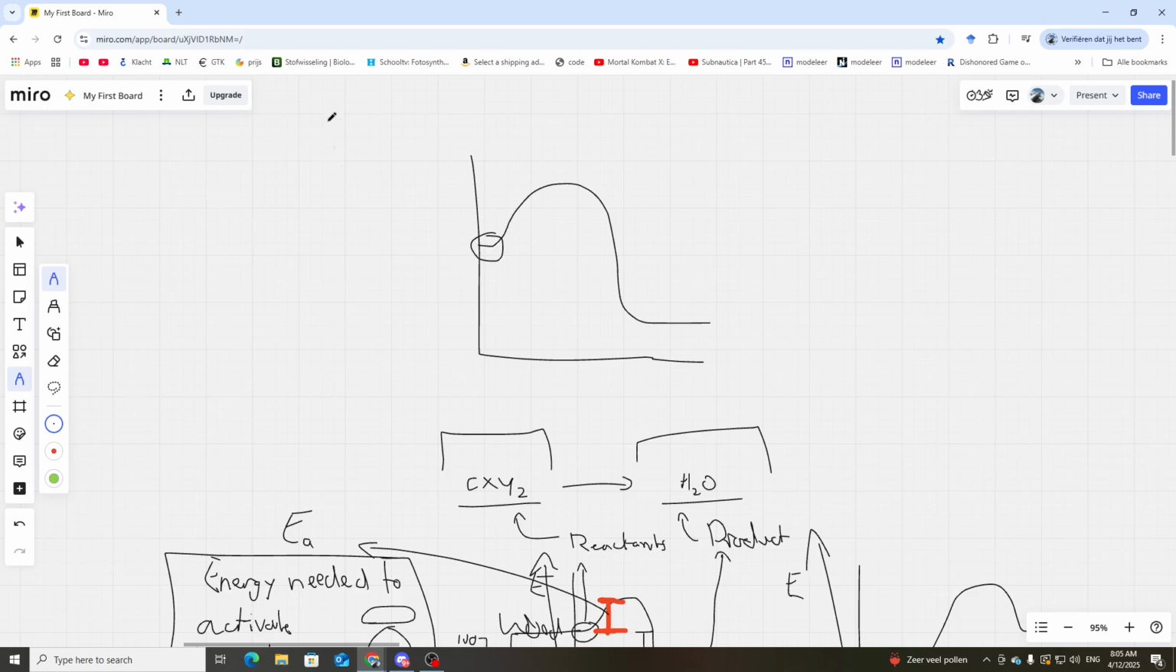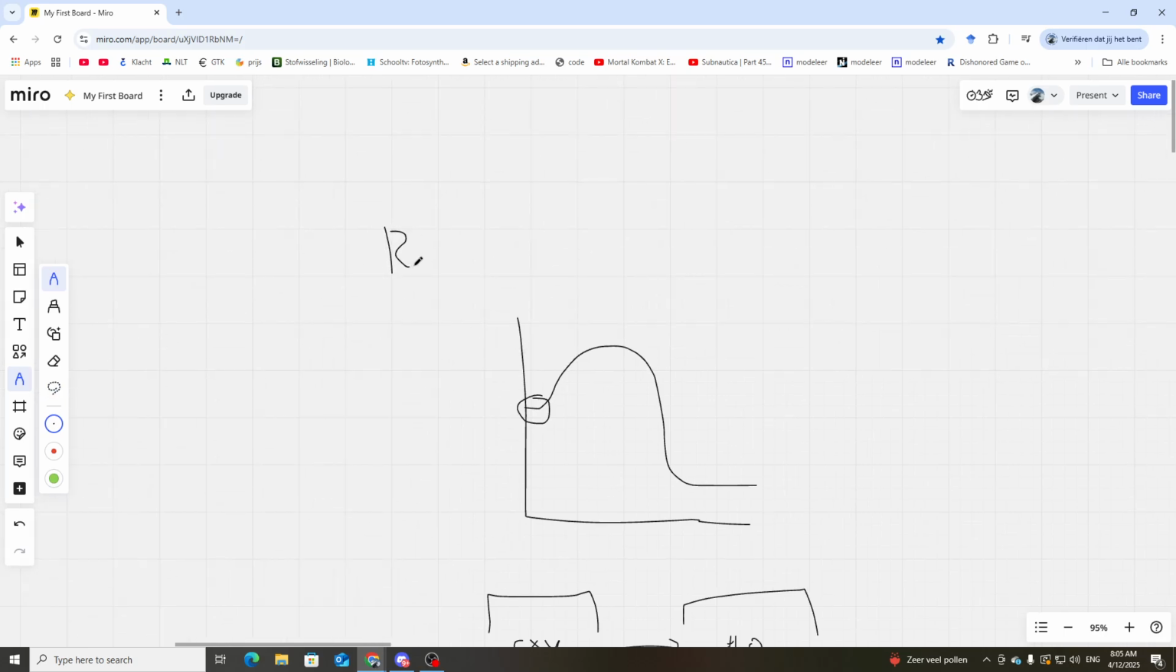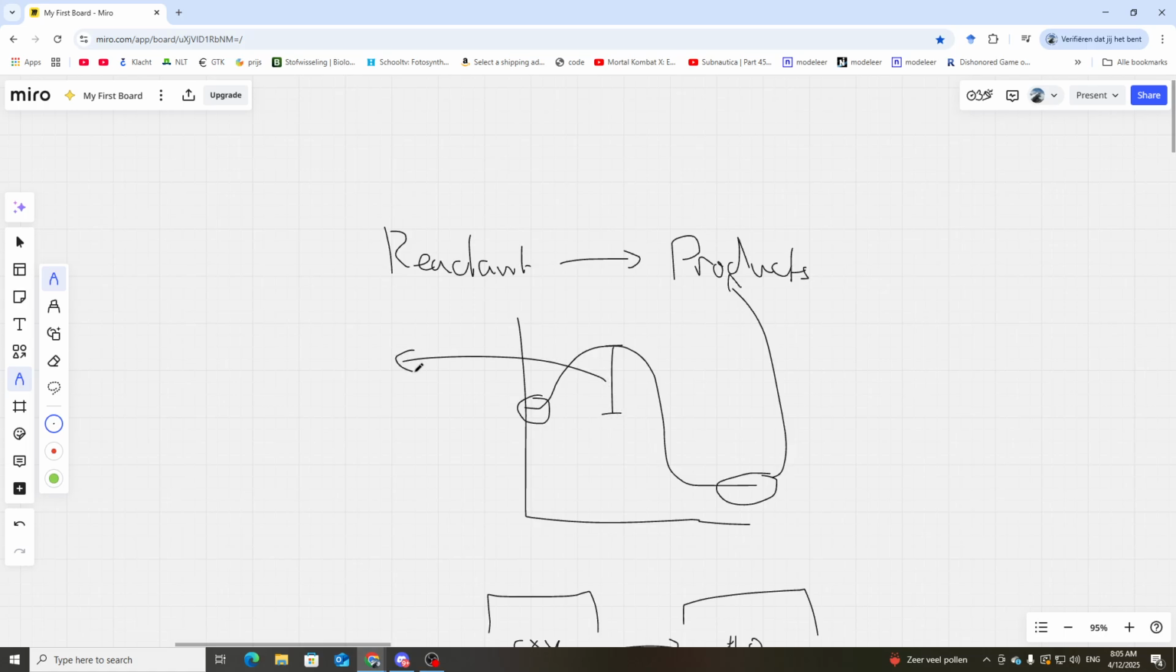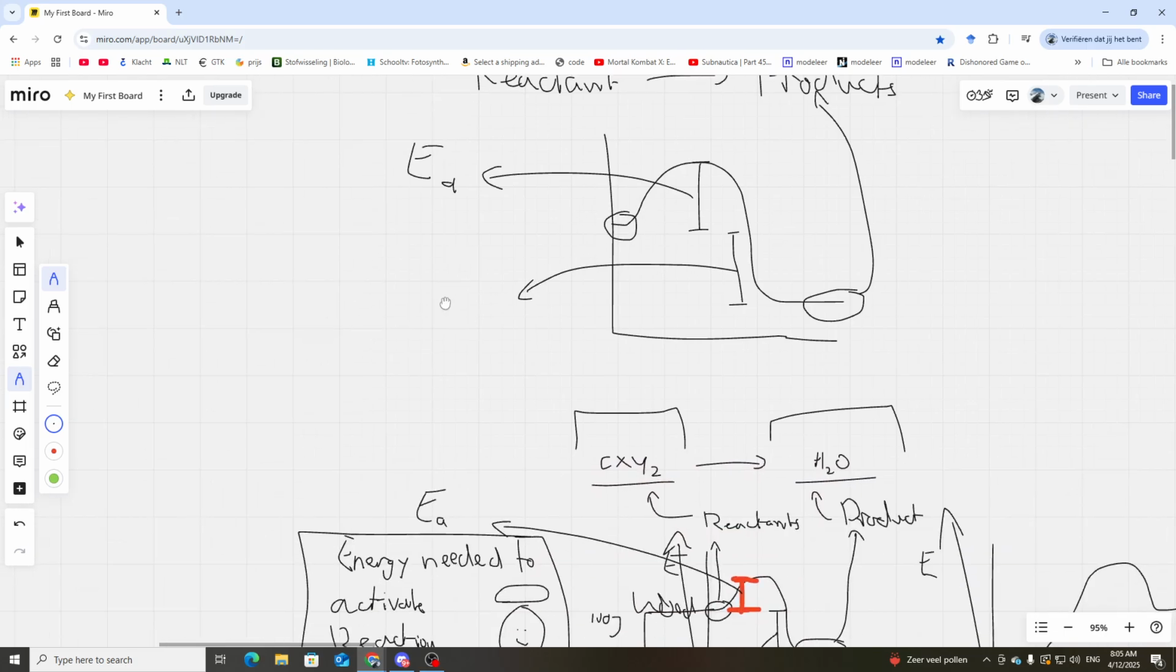Here we have our reactants, so that would be before my arrow, turning into here my product or products, because there can be multiple. The energy from the top here, from my starting energy, that is my activation energy, the energy needed to activate the reaction, and then from my reactant to product is the heat released. Okay, heat released.